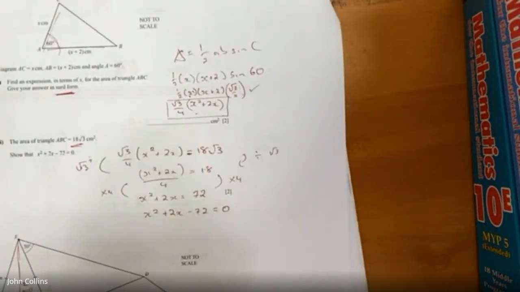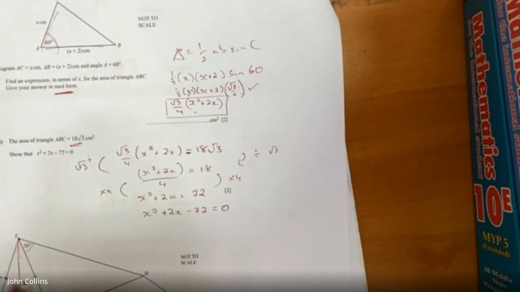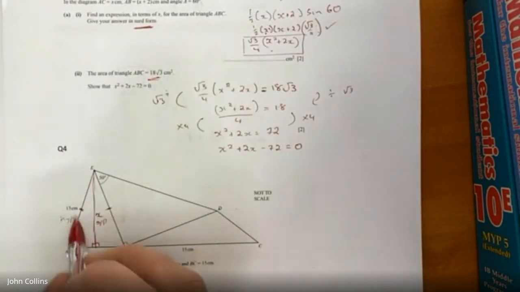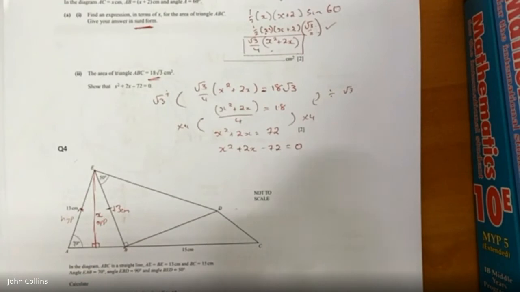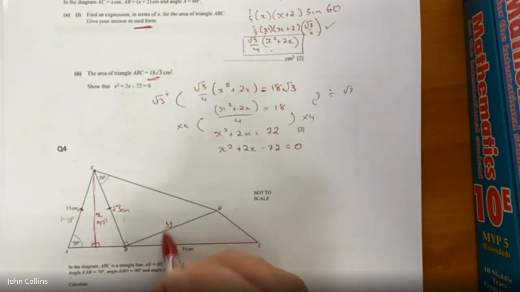B to D. I see another right angle triangle. And I also see that this is marked the same as this, so this has to be the same length, 13 centimeters. And I'm looking for this length. Let's call it y. Call it whatever you want.